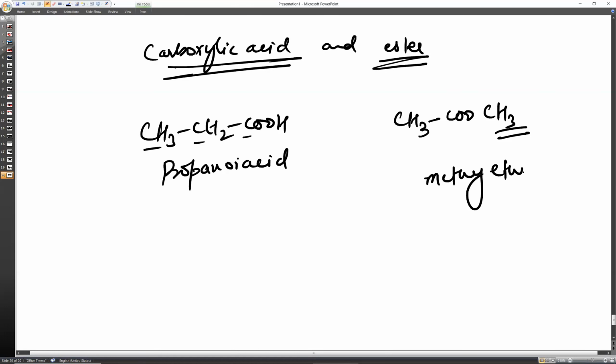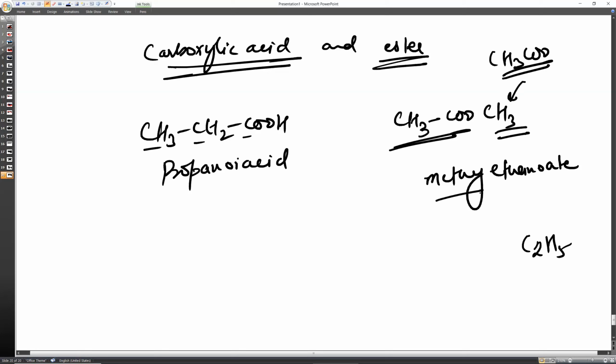methyl ethanoate. Why ethanoate? Because CH3COO is ethanoate, and the CH3 group is methyl. C2H5 is ethyl. If it were C2H5 here, then you would write ethyl ethanoate, but it is CH3. Now you can check the formula.